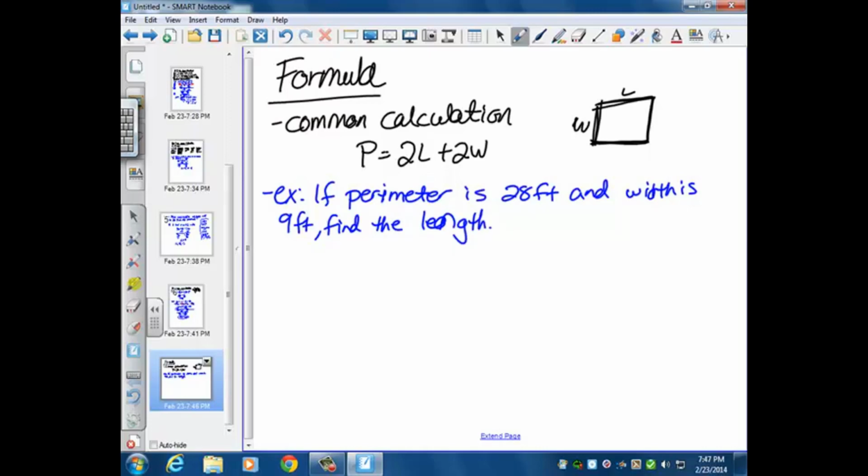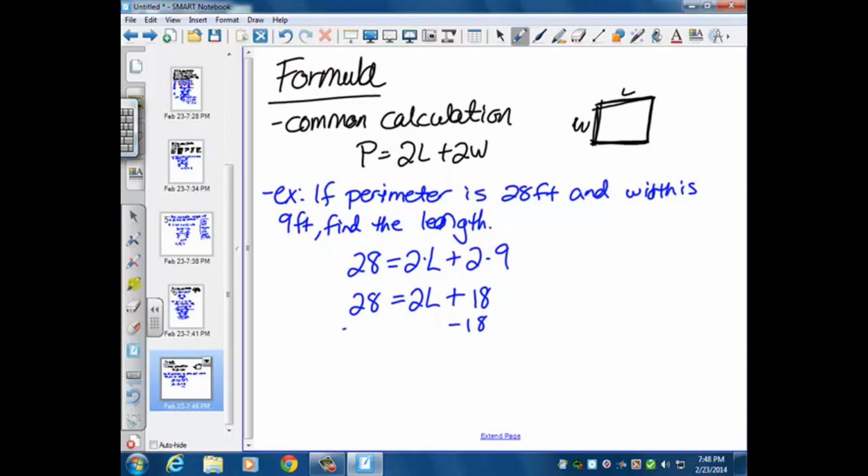Okay, so everywhere we see the perimeter, we'll plug in 28. Where we see the width, we'll plug in 9. So instead of P equals 2L plus 2W, I'm going to have 28 equals 2 times, well, I don't know my length, so that one I'm going to leave length, plus 2 times 9. So I probably should do that 2 times 9 first. 28 equals 2L plus 18.